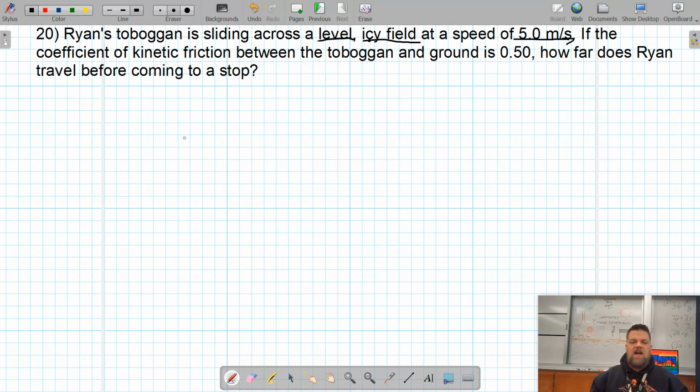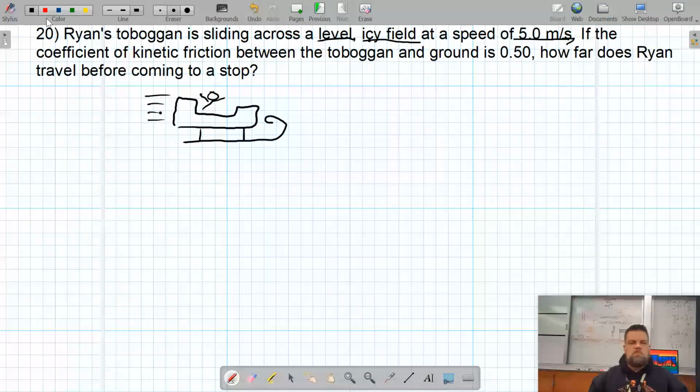It's a positive 5, so we'll just assume that this perfectly drawn toboggan that Ryan's on is my artistic interpretation of the situation. 5 meters per second in the positive direction.